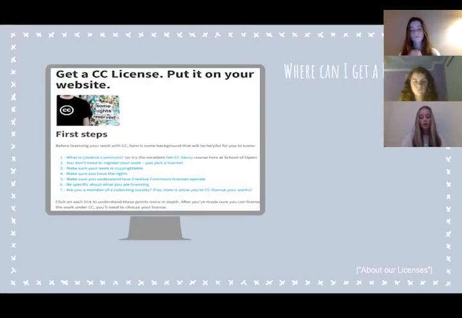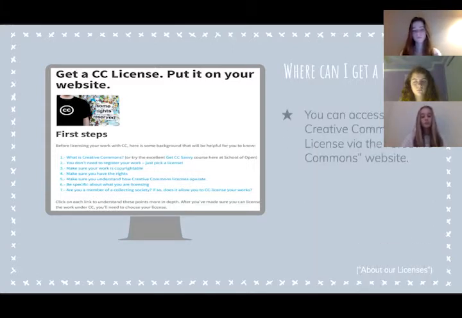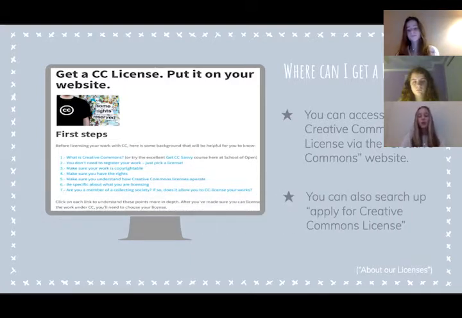Where can you get a Creative Commons license? As you can see here, I have a screenshot of what the page you should go to will look like. You can either access the Creative Commons licensing via the Creative Commons website, or you can search up apply for a Creative Commons license and the same result should come up.